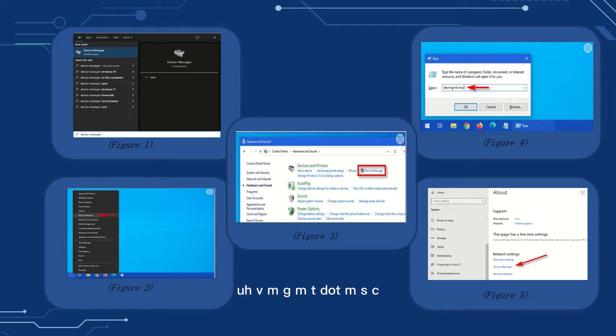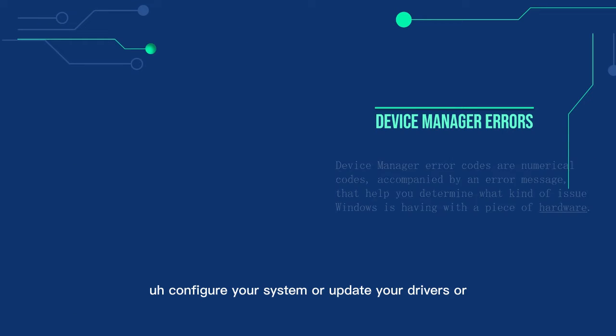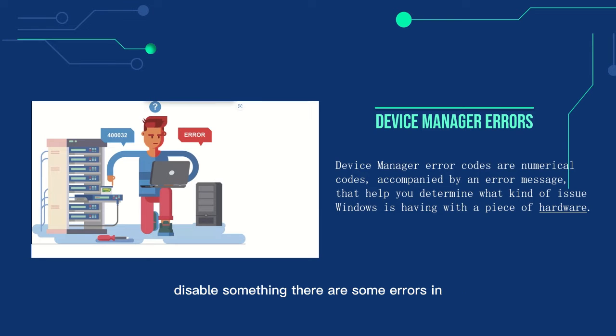devmgmt.msc, then click OK. Then the last part is go to Settings, then About, and then you can see the Device Manager there, or you can search in the search bar in Settings. Configure your system or update your drivers or disable something.